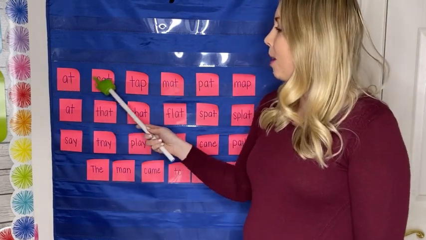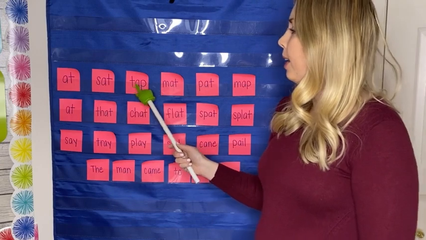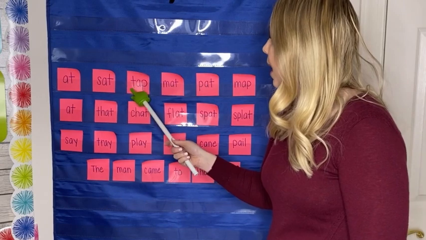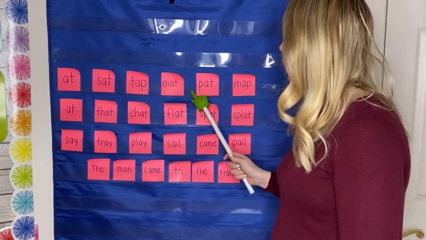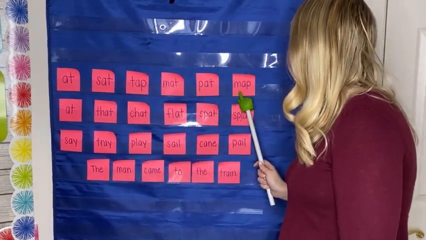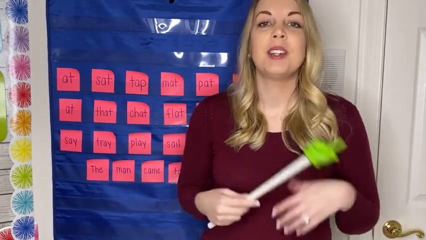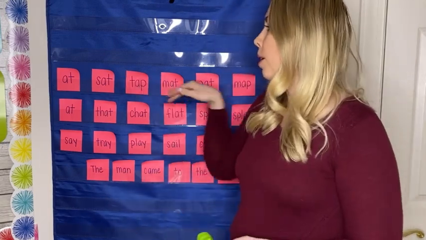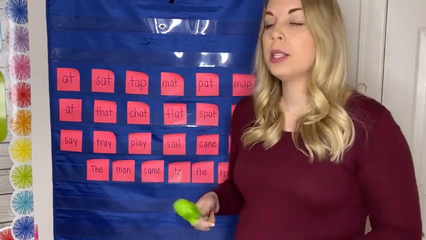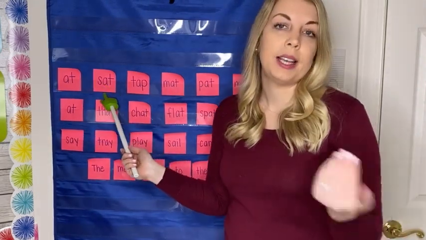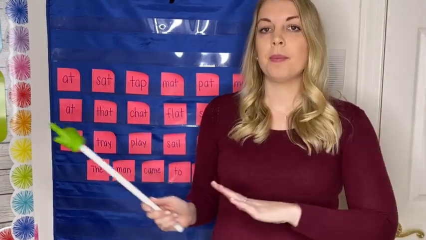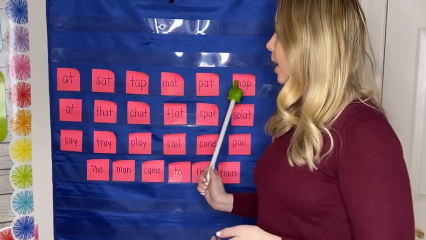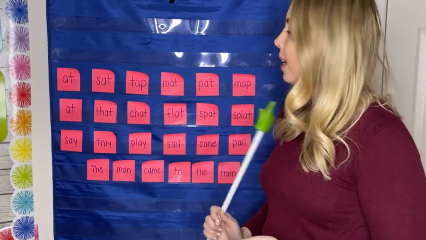After you model the first 2, you would move on and have the students do it with you. So you do it chorally, all together. Tap, mat, at, map. Great job. And then you're going to call on a few students to reread 1 or 2 of these words. Maybe you'll call on one student, you point to the word, and they say the word, sat. Just kind of randomly like that. You can do 1 word or 1 row of blending line at a time.